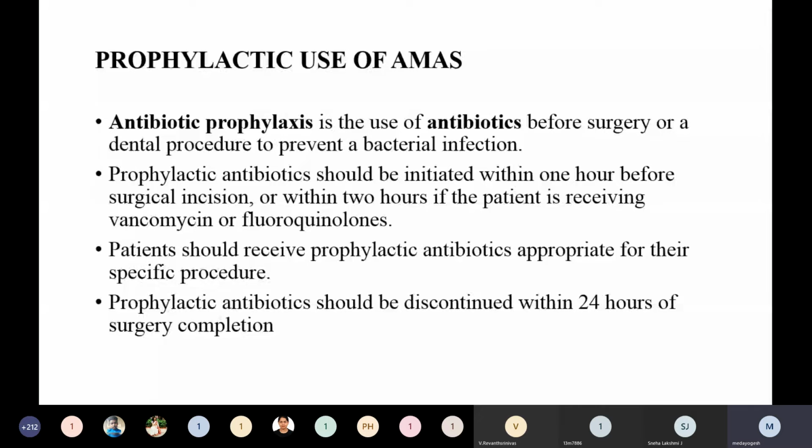Whenever you are using it before surgery, it should be initiated within 1 hour before incision, or within 2 hours if the patient is receiving vancomycin or fluoroquinolones. The drug of choice should be appropriate for their procedure, and ideally it should be discontinued within 24 hours of surgery if there are no other risk factors.